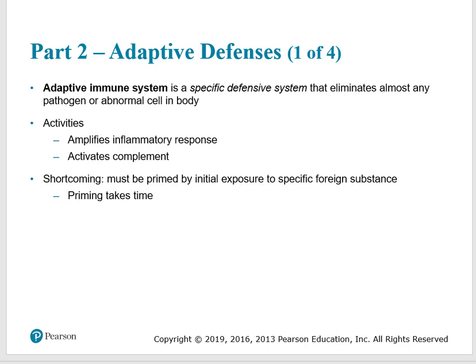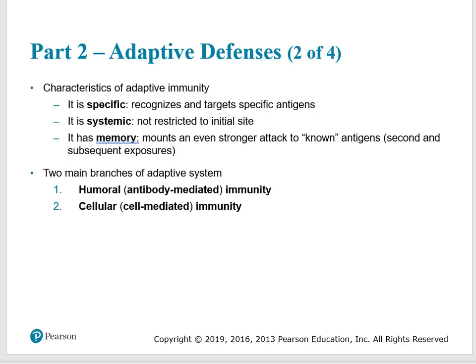And it takes a little bit of time to prime itself, to form that specific response attack against a particular pathogen. It needs to prime itself, analyze the bacteria or antigens, and then start attacking it in our body. So the characteristics are specific, systemic, and it has memory. The memory cells basically protect us from taking too much time if the same bacteria attacks us twice. There is no need for us to do the priming again if one bacteria attacks our body twice.